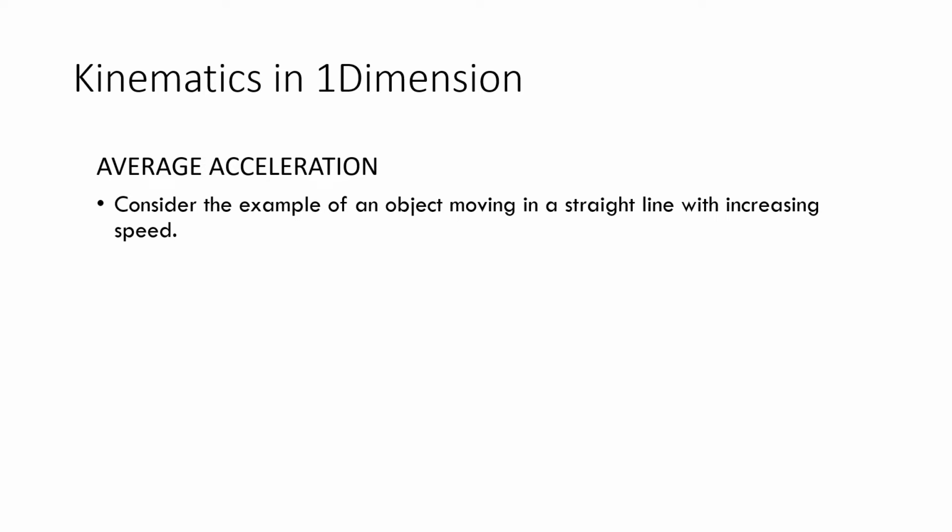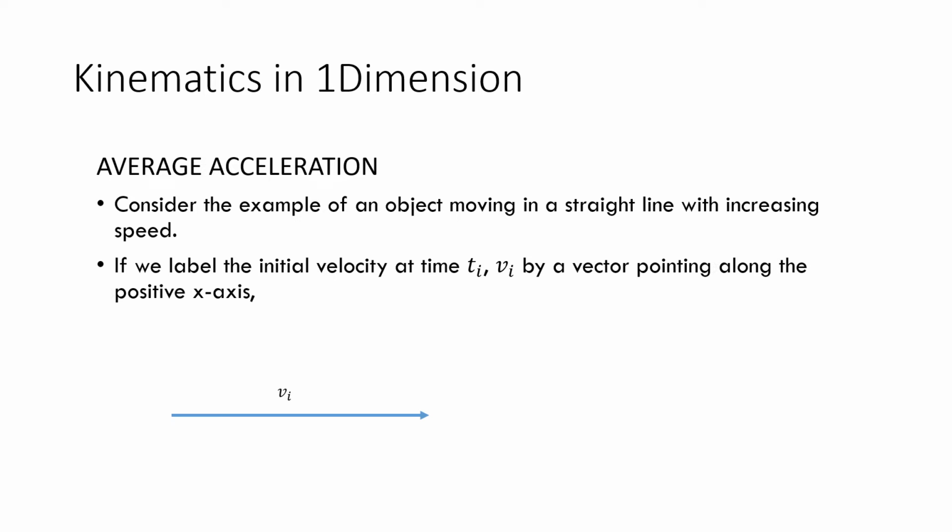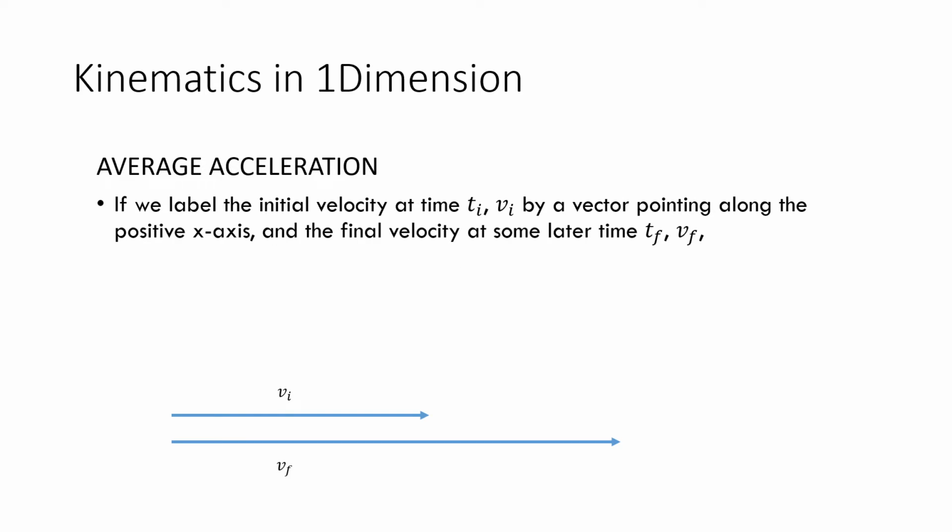Let's consider one example. Let's say that an object is moving in a straight line with increasing speed. We're going to label the initial velocity at time t initial by v initial, and we draw the vector that points along the positive x-axis. Then, at some later time t final, the velocity will have a different value, v final, which will point still along the same direction, but it will be a longer vector because now the magnitude of the velocity has increased.